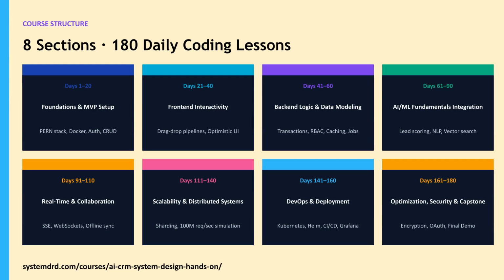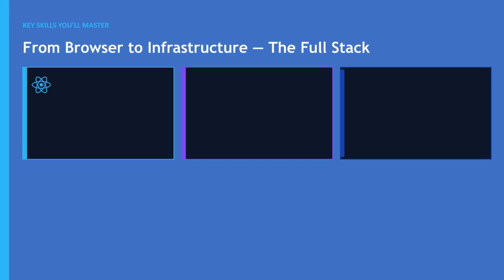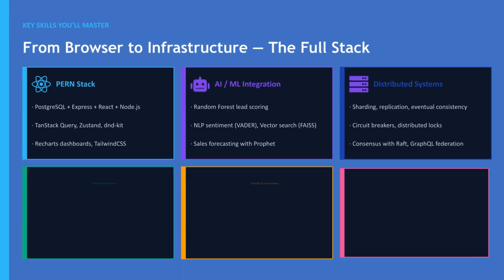The course is structured into 8 sections over 180 daily lessons. We start with MVP setup, move through front-end interactivity, back-end logic, and AI/ML integration. Later sections cover real-time collaboration, scalability, DevOps, and finally, optimization, security, and a capstone project. You'll master the full stack, from the browser to the infrastructure.